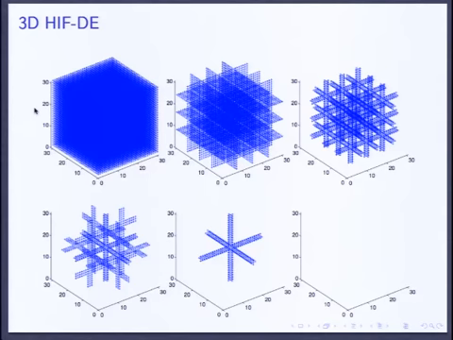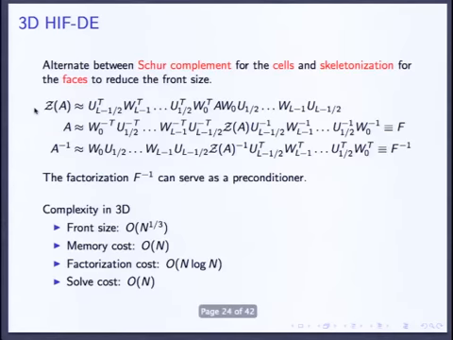So you see that we have more levels, but on the other hand, the front is always much smaller. In the 3D case, what we can show is that the front size in nested dissection is n to the power 2/3, but using our new technique, the front size is n to the power 1/3. So it's much smaller. And similarly to the 2D case, the memory cost is linear.